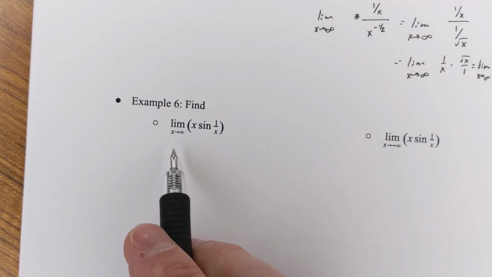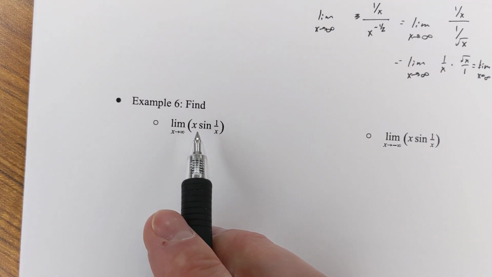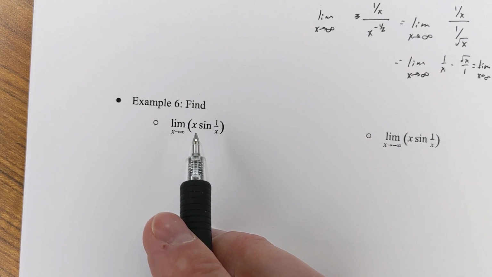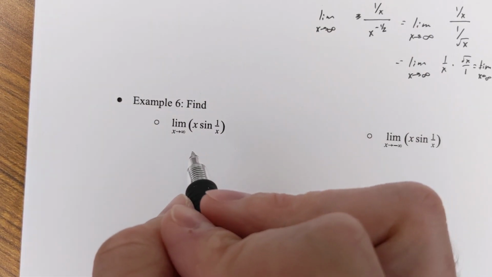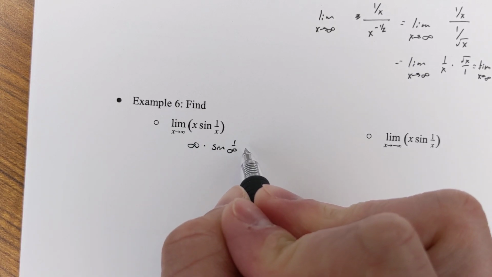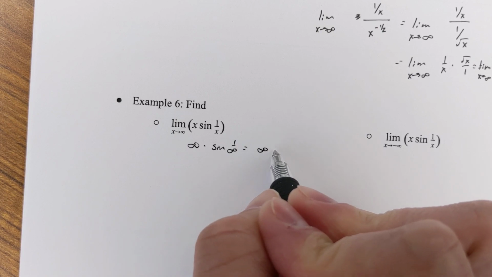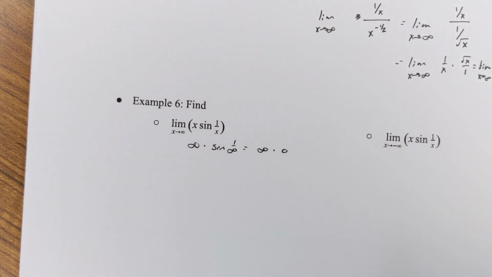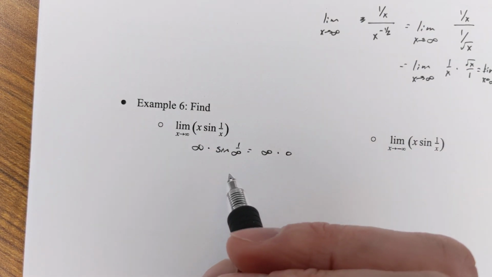All right, so the limit is x sine 1 over x. So let's see, our indeterminate form would be infinity times sine of 1 over infinity. So this would be infinity times 0. So there's our indeterminate form. So what we're going to do in this case is we're actually going to reciprocal everything, for lack of a better word.